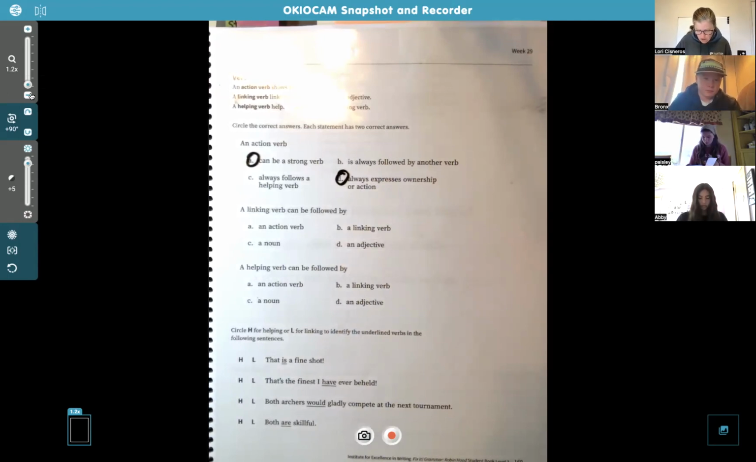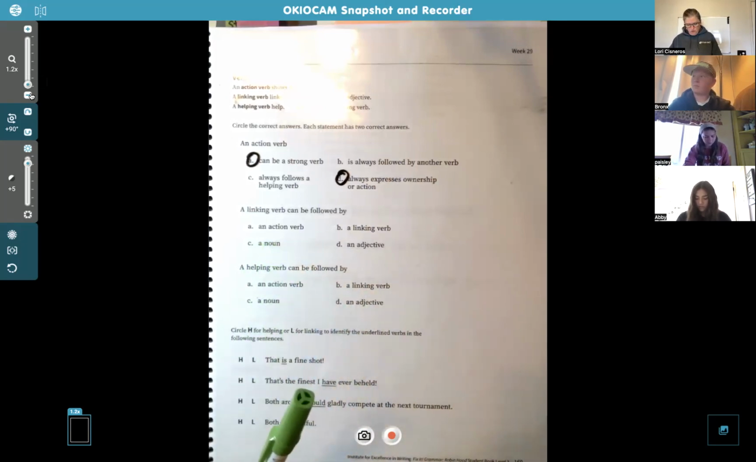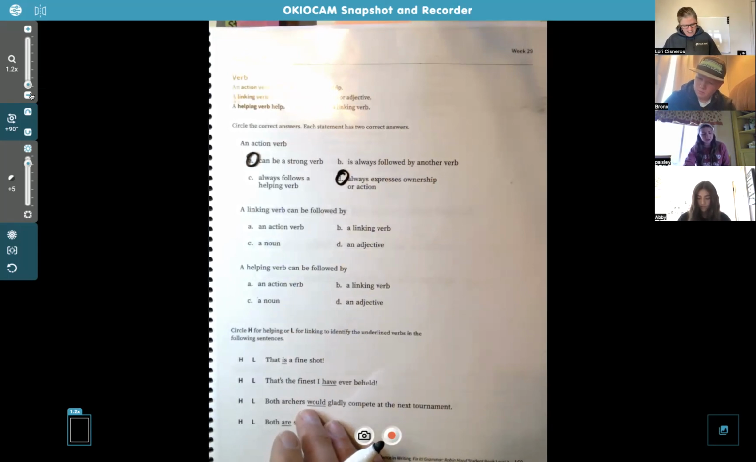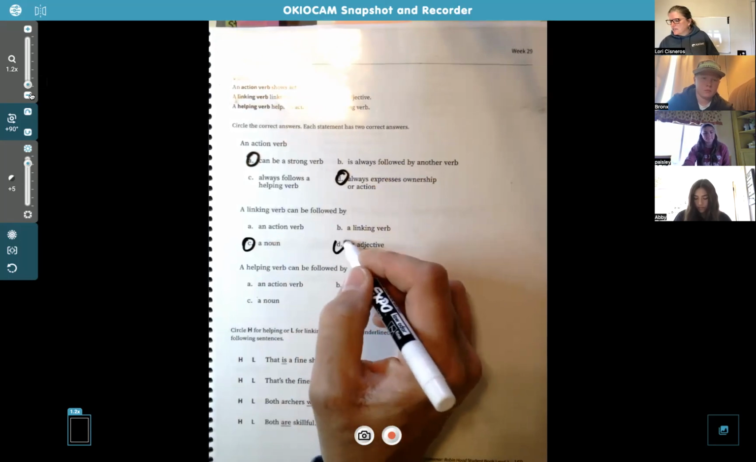Linking verbs. Some examples are am, is, are, was, were, be, being, been, seem, became, appear, grow, remain, taste, sound, smell, feel, look. Those are linking. Okay, so can it be followed by an action verb, followed by a linking verb, followed by a noun, or followed by an adjective? Okay, Paisley, what do you think the answer is? There's 2 answers here. No, it's not an action verb. It's not a linking verb. I'll give you that clue. Adjective or noun. Yeah, these two, because it's linking those together.